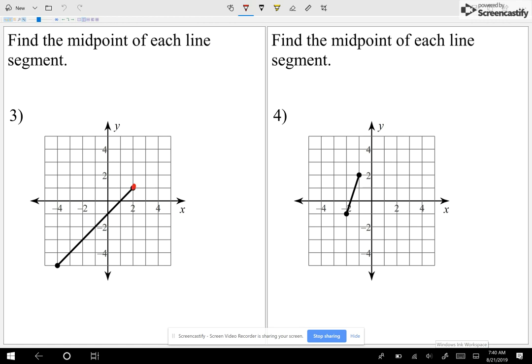So if I'm looking at this point, painted red, we know how to find the coordinates of a point. The coordinates of this point are 2, 1. The x value is 2, the y value is 1, right? If I look at the other point, the coordinates are -4, -5. We know how to find the x and the y value of a point. Now that we have the coordinates of each endpoint, I'm going to do like we just did questions 1 and 2.